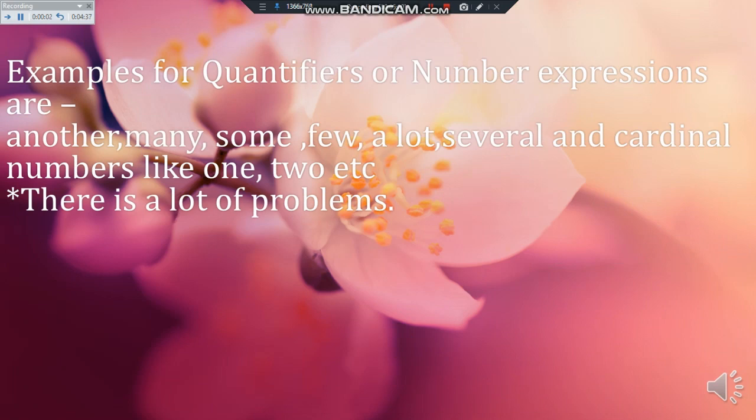Examples for quantifiers or number expressions are which determine number and quantity, like another, many, some, few, a lot, several, and cardinal numbers like 1, 2, etc. There is a lot of problems. So a lot determines problems. So a lot is used as a quantifier determiner.